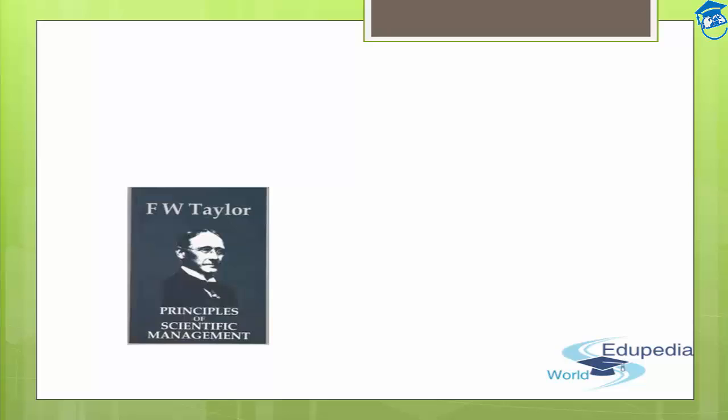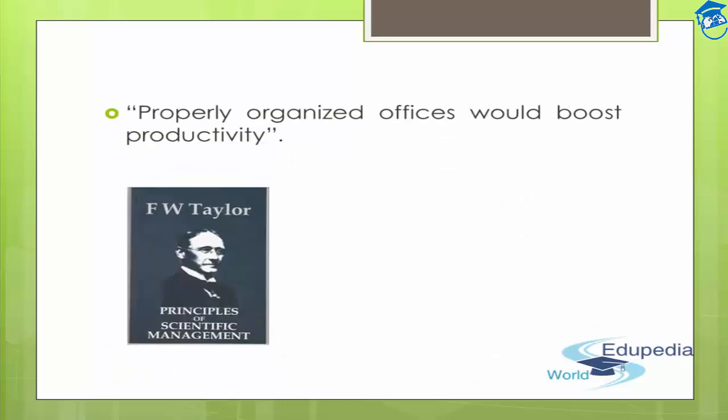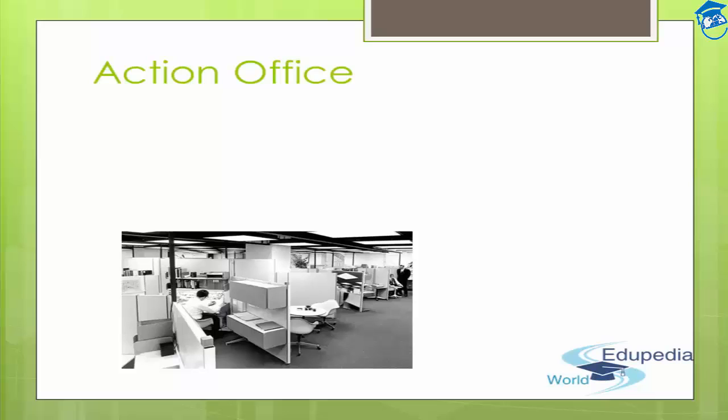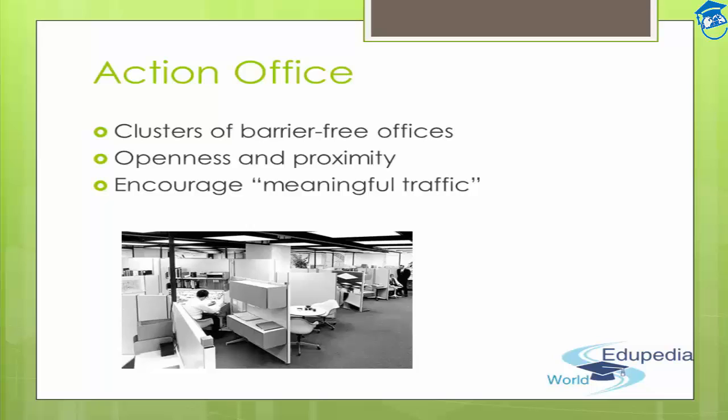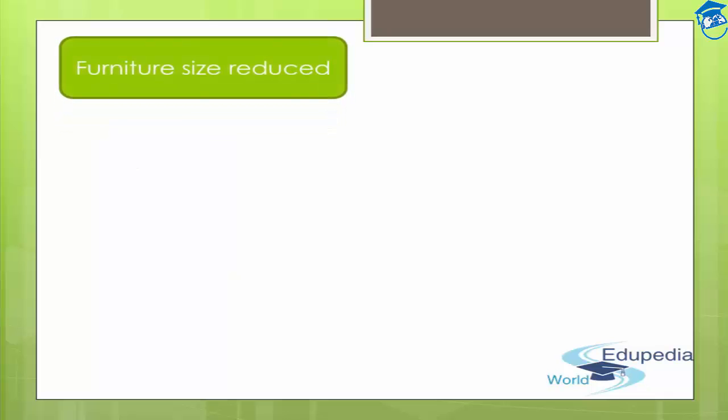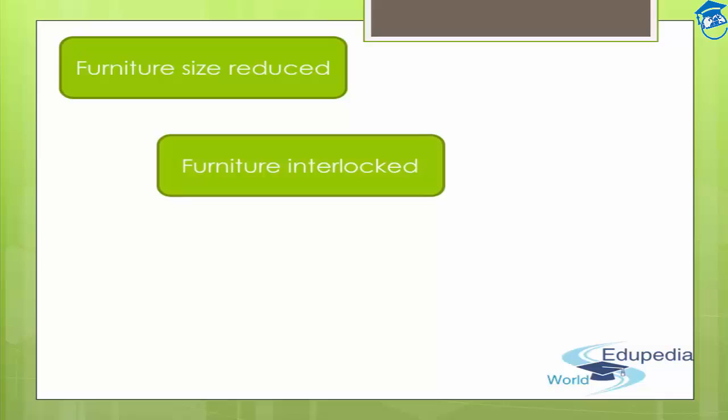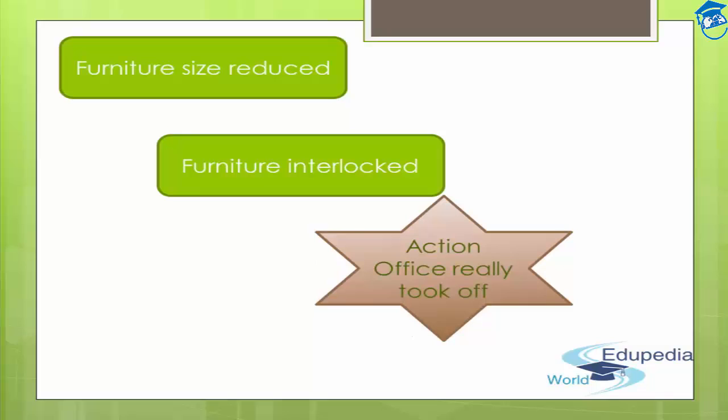In the early 1900s, Frederick Taylor suggested that properly organized offices would boost productivity. In 1964, Herman Miller designed the action office with clusters of barrier-free offices. Openness and proximity were meant to break down barriers and encourage meaningful traffic. And when the furniture was reduced in size and interlocked a few years later, the action office really took off.